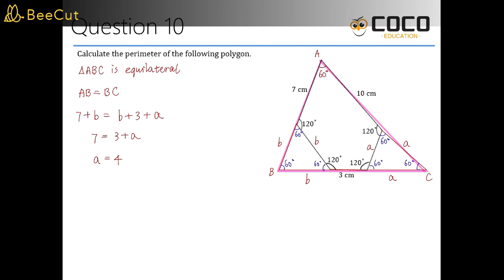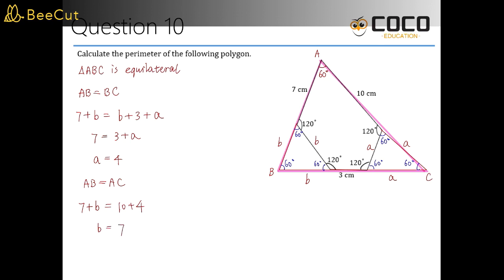Then we check AB equals AC. So AB is 7 plus B. AC is 10 plus A, so 10 plus 4. Right, from here we find out that B equals 7.